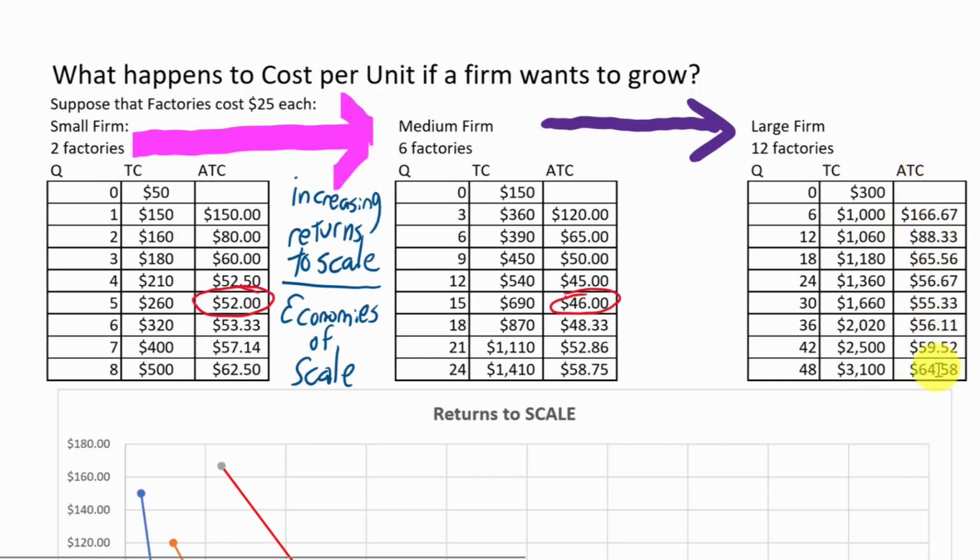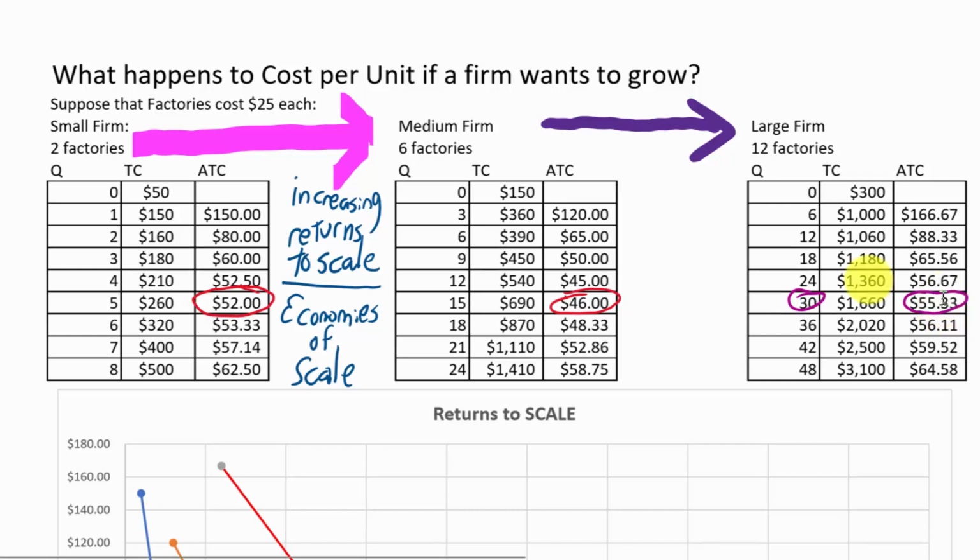So when we look at these average total costs and we look at the cheapest way that they could produce units here, it looks like the cheapest production level is at 30 units, and the cheapest production cost is $55.33 each. $55.33 per unit. So it looks like in this example that might be a mistake.